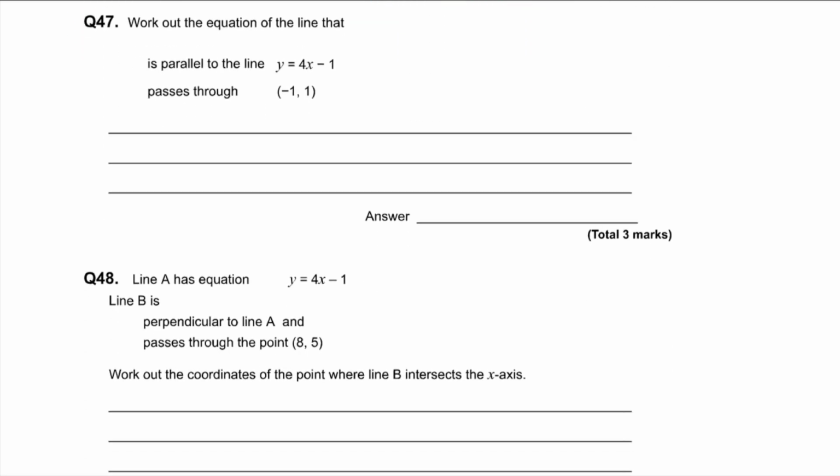Question 47, work out the equation of the line that is parallel to the line y equals 4x minus 1 and passes through minus 1, 1. Okay, well if it's parallel, it's going in the same direction, and if it's going in the same direction, it has the same gradient. So my new line is going to have the same gradient as the old line. So m is going to be 4. So then the equation is going to be of the form y equals 4x plus c, where c is the y-intercept.